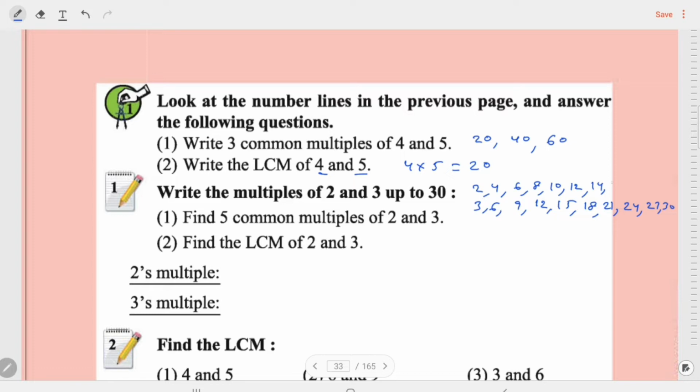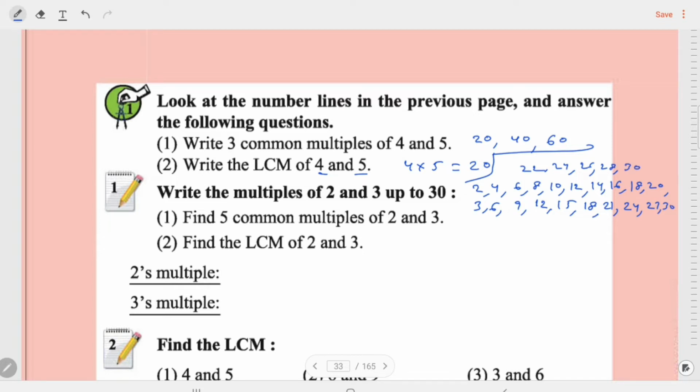14 is there, 16 is there, then 18 is there, then 20 is there. After 20 I am writing it here: 22, 24, 26, 28, 30.